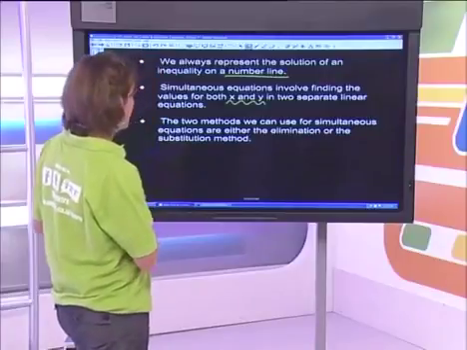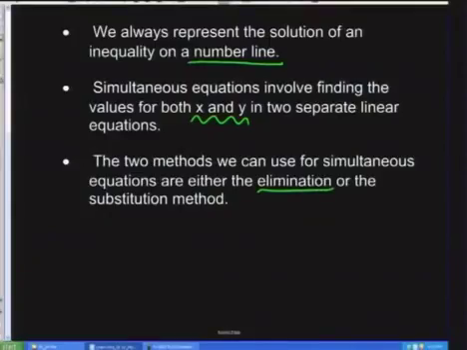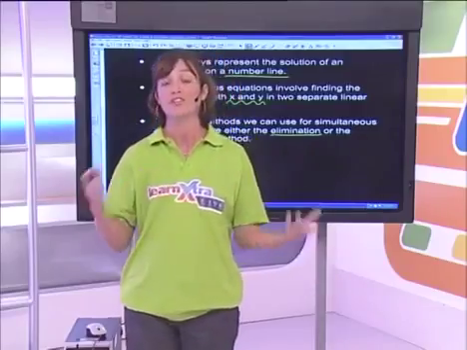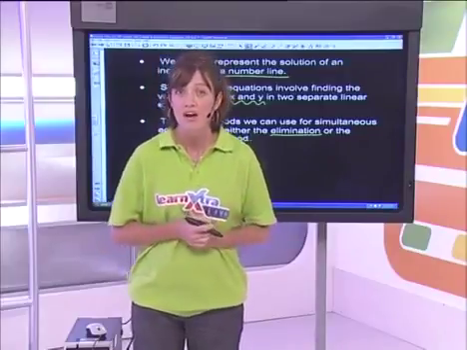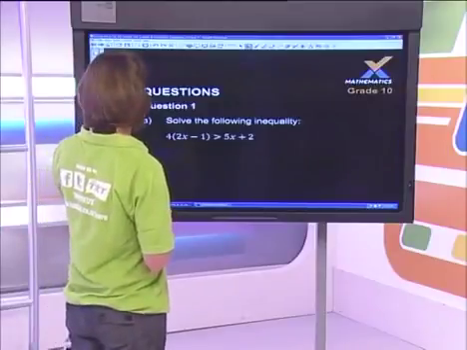And finally, the methods, you can write these down just as notes, but we'll go over them in detail now. There's the elimination method and the substitution method, and those are the 2 different ways in which we can actually solve those simultaneous equations. Okay, right, so we're going to start with some inequalities, and let's have a look at this first example over here.